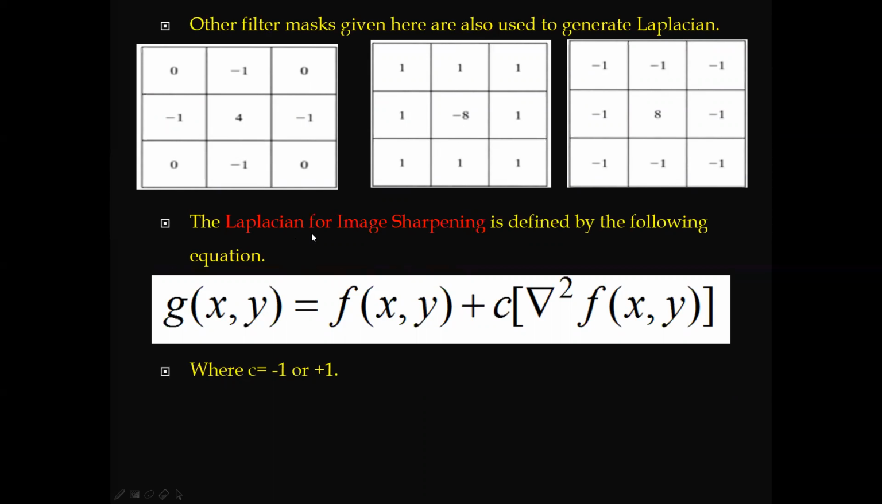The Laplacian for image sharpening. That means we can use the Laplacian operator del square for performing image sharpening. In order to perform the image sharpening, we define the following equation: g of x comma y, the output image after sharpening, is equal to f of x comma y, the input image, plus c times del square f of x comma y, where c is a constant value, either plus 1 or minus 1. So the Laplacian operator is used for image sharpening.